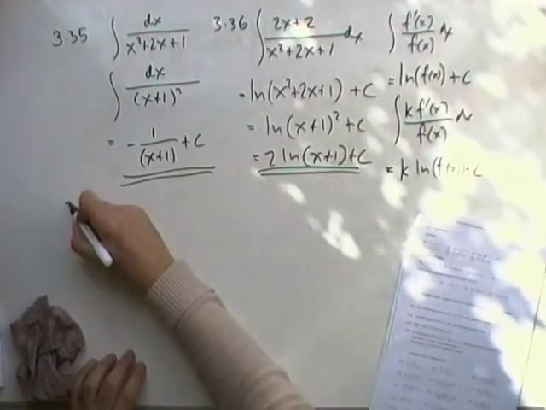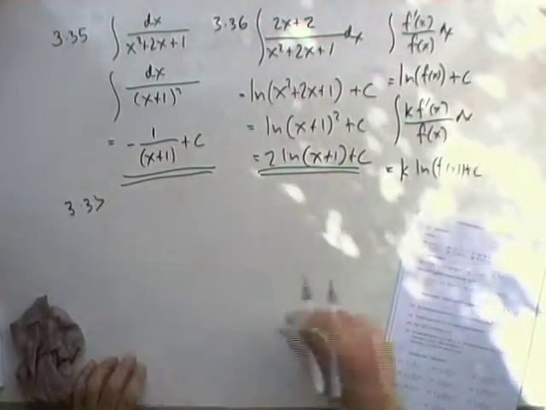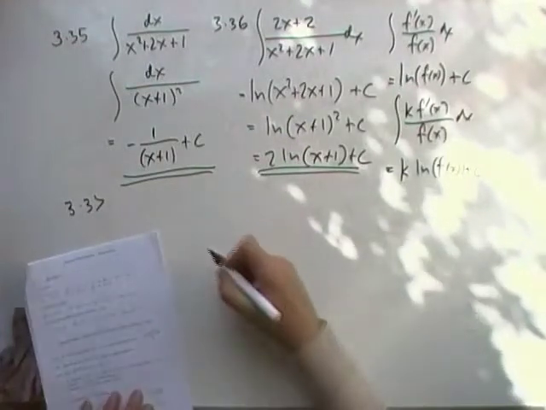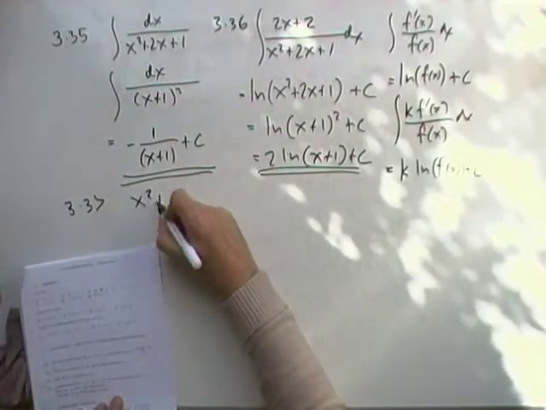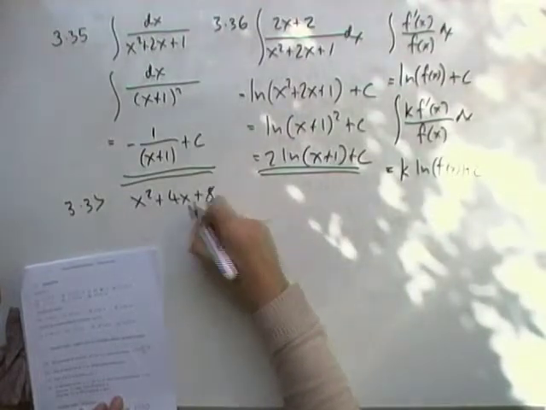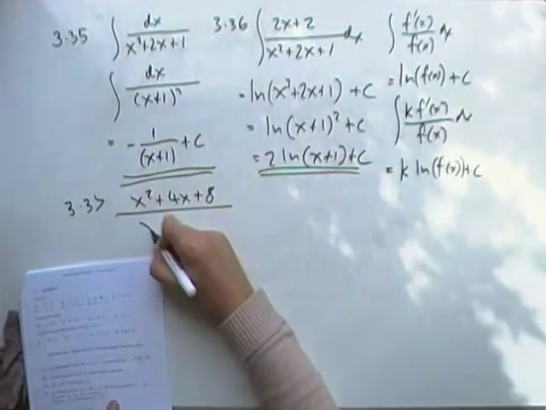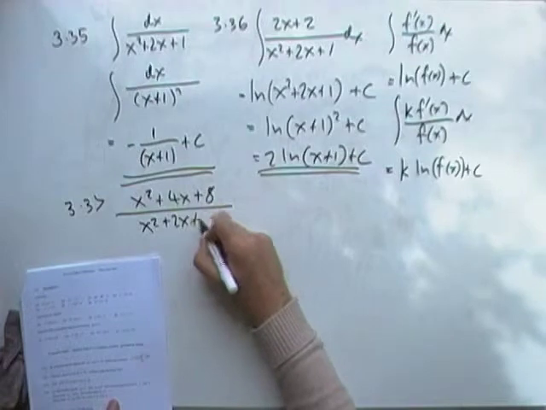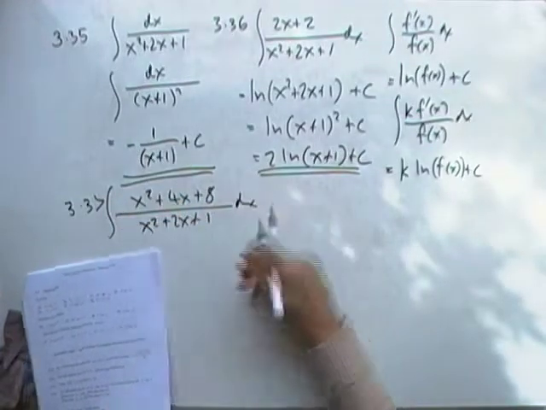Right, next one. 3.37 looks like this. I've got x squared plus 4x plus 8 over that same denominator. I want the integral of that.